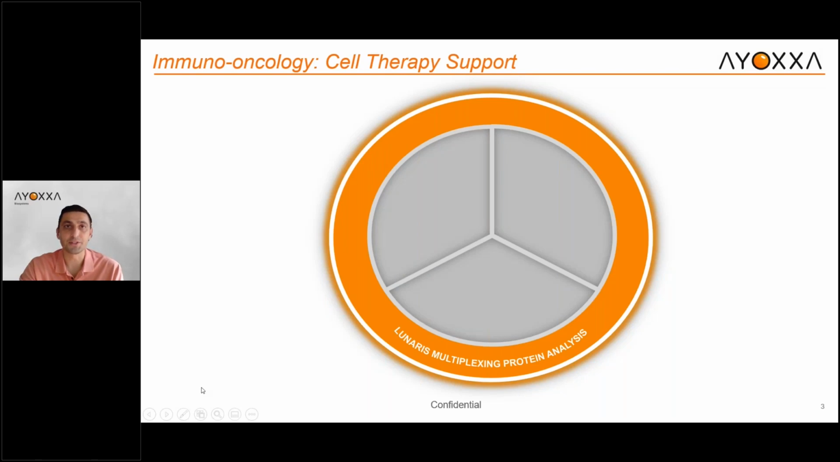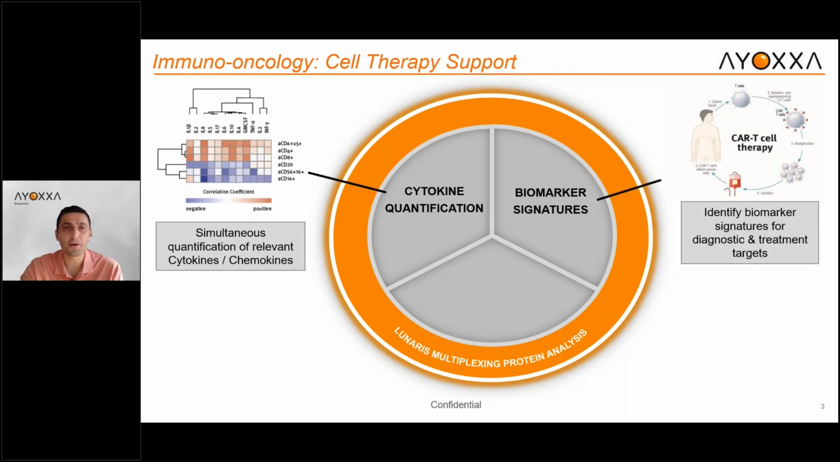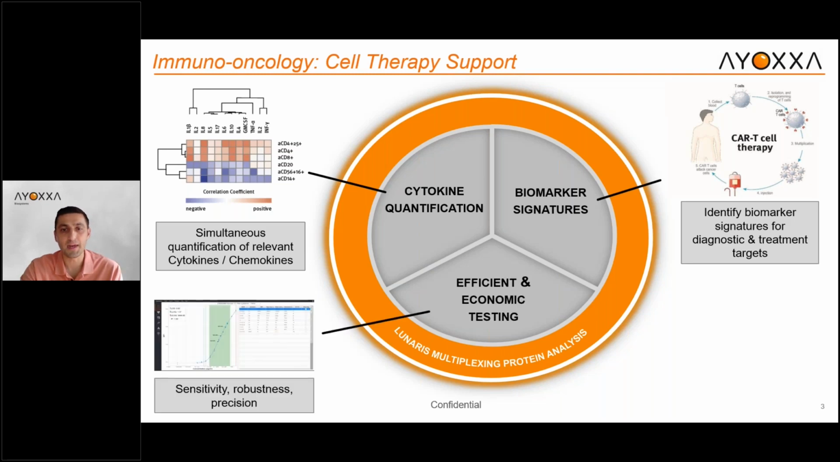Our LUNARIS technology can better help your research needs for cell therapy by easily identifying and quantifying cytokines, chemokines, and growth factors of interest in various sample matrices, identifying biomarker signatures that correlate with disease identification and/or progression that could be used as a diagnostic tool for your research, and efficient and economic testing. Our technology is sensitive, robust, and precise.